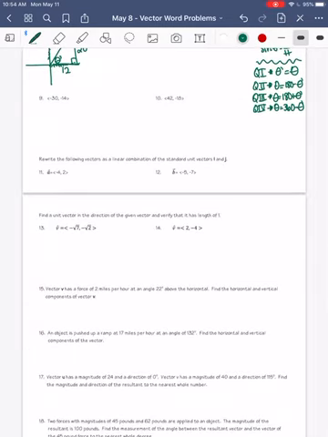Now, 13 and 14 are the ones students are going to have the most trouble with, in my opinion. Remember, a unit vector has to have a magnitude of 1. So you're going to find the magnitude first, of the vector in 13 and 14, using the Pythagorean theorem. And then you're going to divide each component of the vector by that magnitude.